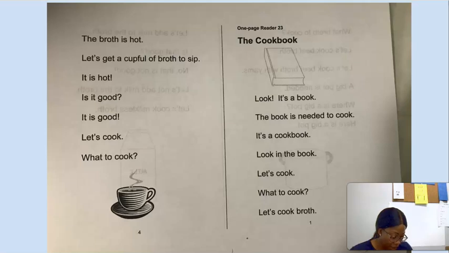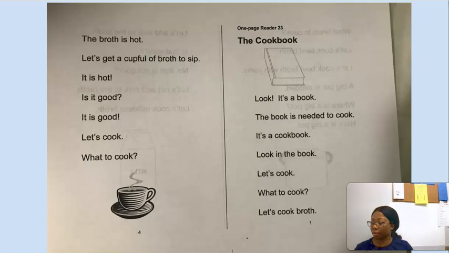Okay. On the third sentence that says it is hot, add a question mark. All right. Go ahead and read that page. The broth is hot. Let's get a cup full of the broth to sip. It is hot? Is it good? It is good. Let's cook. What to cook?